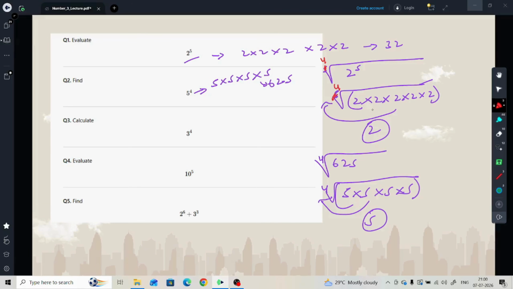Let's say it was not the fifth root but the fourth root of 2 to the power 5. In this case, we need to make a group of 4 and only that we can take out. So we would get the answer as 2 times the fourth root of 2, which we can calculate with the help of a calculator only. So don't worry about it. You won't be getting this much. The maximum you'll be getting is square root and cube root. That's it, nothing more than that. So don't worry about anything.